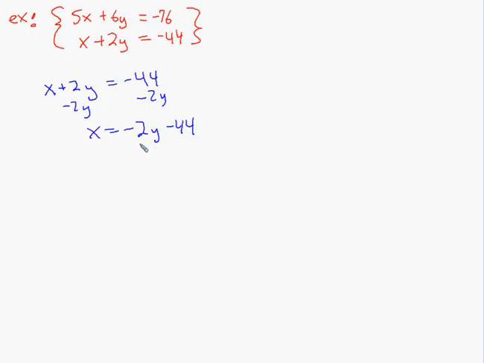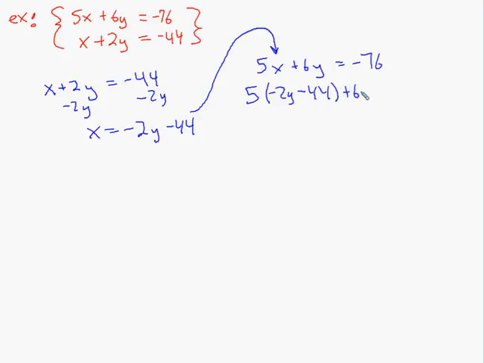Now, what do I do with that? So I worked with that first equation. I'd put the second equation over here, that 5x plus 6y on the right equals negative 76. And I'm going to take this and put it in for x right here. So I'm going to write 5 times negative 2y minus 44 plus 6y equals negative 76. Do you see what I did? Okay.